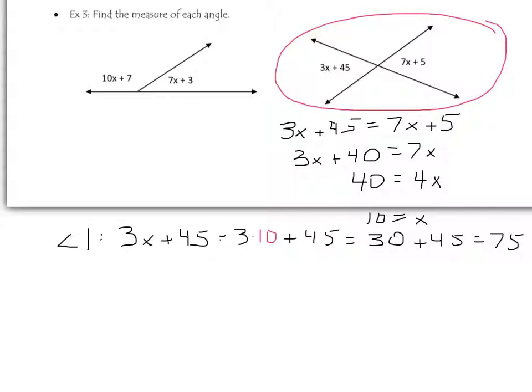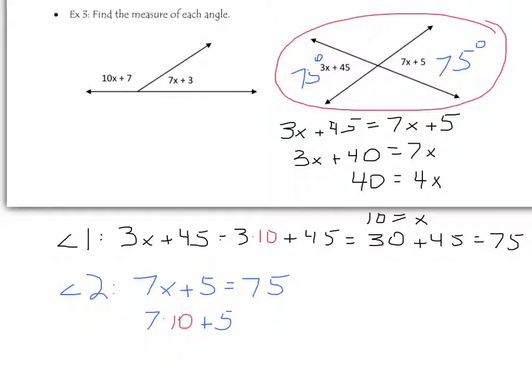I'm going to write that in blue up here. 75 degrees. And angle 2 should also be 75 degrees. So how do we check that? Well, the way we check it is we find out if, I'm going to write angle 2 here, does 7x plus 5 equal 75? So we'd have 7 times 10, because it's x, plus 5 should equal 75. Well, 70 plus 5 does equal 75, so it checks.